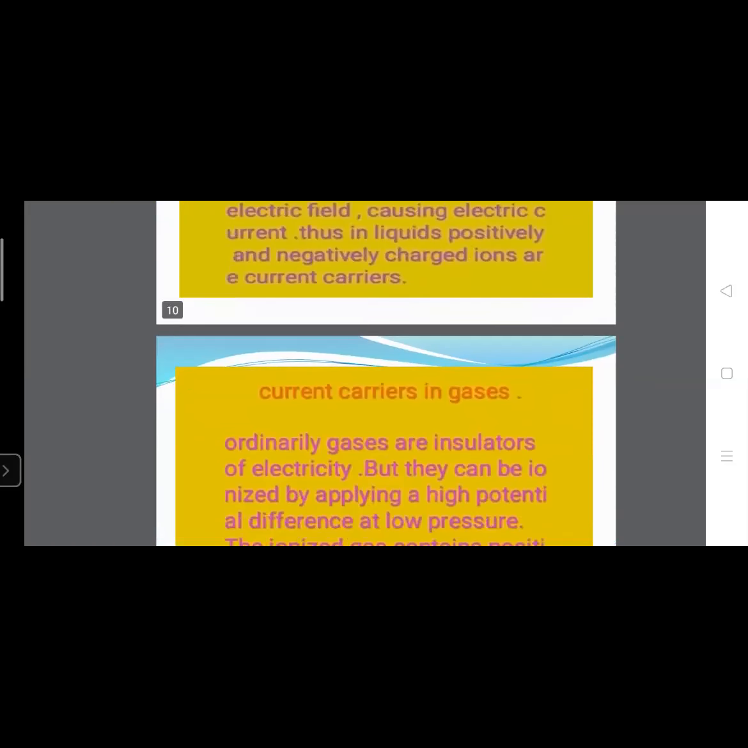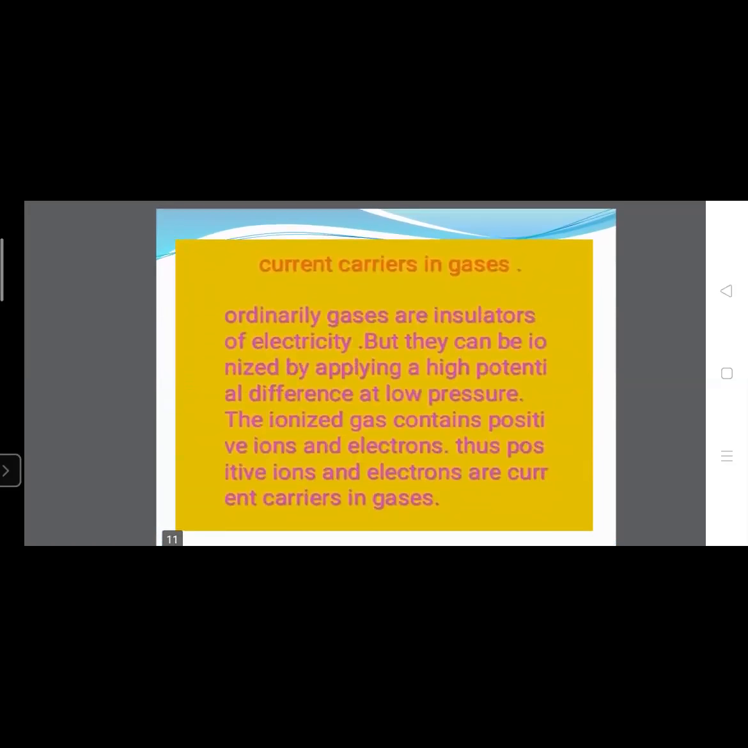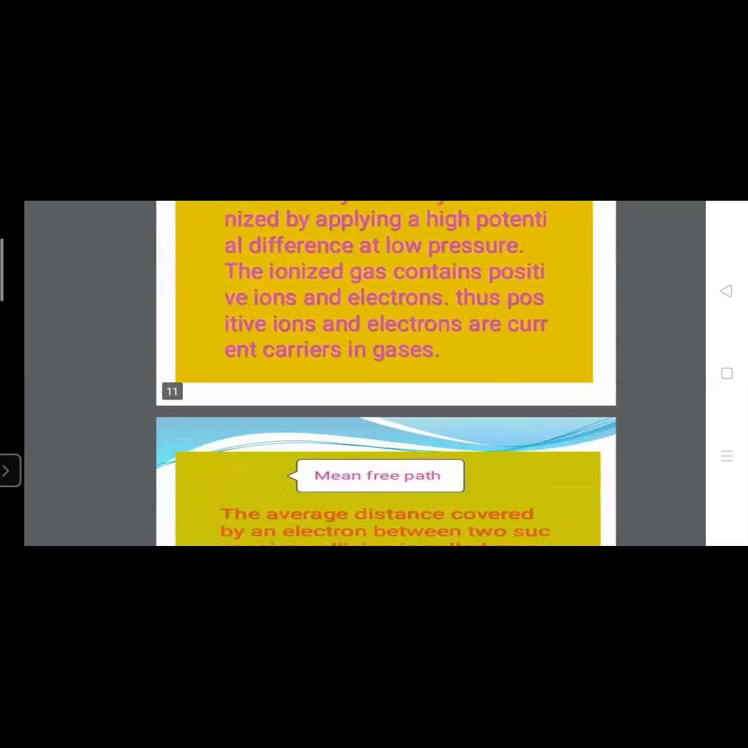Now in the case of gases, we already know that ordinary gases are insulators of electricity, but they can be ionized by applying a high potential difference at low pressure. So the ionized gas contains positive ions and electrons. So in the case of gases, positive ions and electrons are the current carriers. Clear?